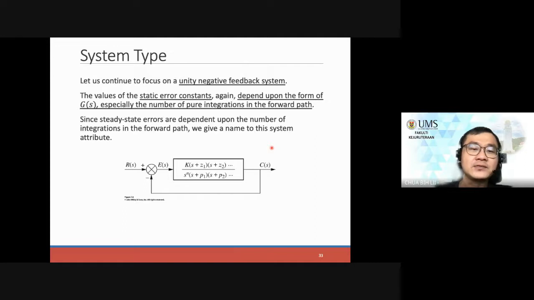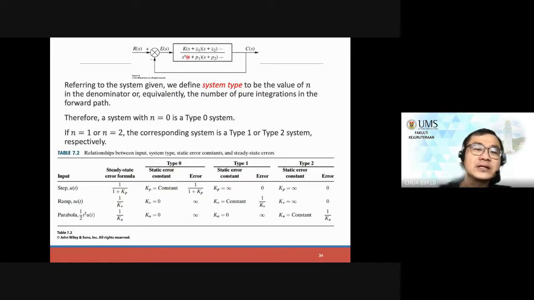Then after that we also quickly mentioned the system type, because as we go through the static error constants, again we realize that they are very dependent on the power of this s, s^n. So we have categorized them according to the so-called system type. The type refers to the power n. So if it is zero, then we call that type zero and so on, right? And because of the type itself, we should be able to predict what the static error constants are, whether they have a value or not.